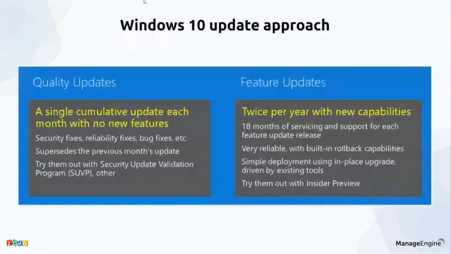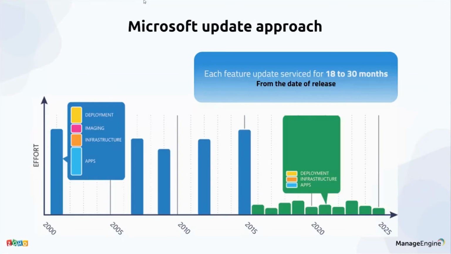As you all know, the latest feature pack Windows 10 21H2 is supported in Endpoint Central. You can also upgrade your Windows 10 machines to Windows 11 with the patch management supported in Endpoint Central Unified Endpoint Management. So, once the feature pack is released, service or support will be available for 18 to 30 months based on the edition of Windows 10 that you are running.